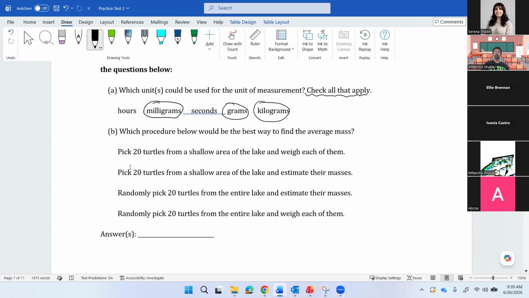Which procedure below would be the best way to find the average mass? Would it be to pick 20 turtles from the shallow area of the lake and weigh each of them? Pick 20 turtles from the shallow area of the lake and estimate their masses? Randomly pick 20 turtles from the entire lake and estimate their masses? Or randomly pick 20 turtles from the entire lake and weigh each of them? What do we think here? Which one's going to give us the best average mass here?